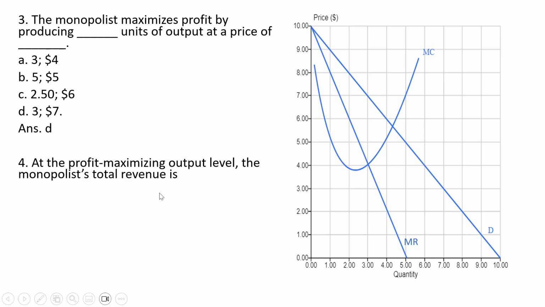At the profit maximizing output level, the monopolist's total revenue is price times quantity. We already found those values in question 3. The price is $7, and if we multiply that by 3, we're going to get total revenue of $21. So once again here, the answer is the price times the quantity, or 7 times 3.